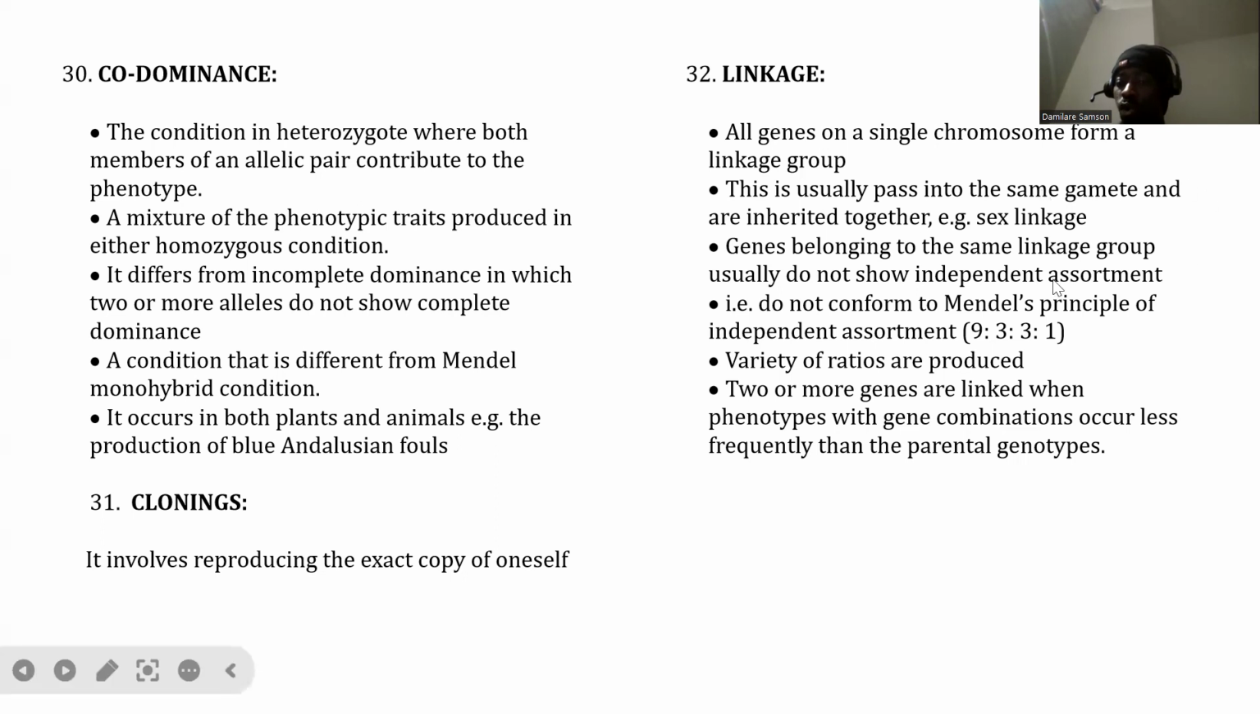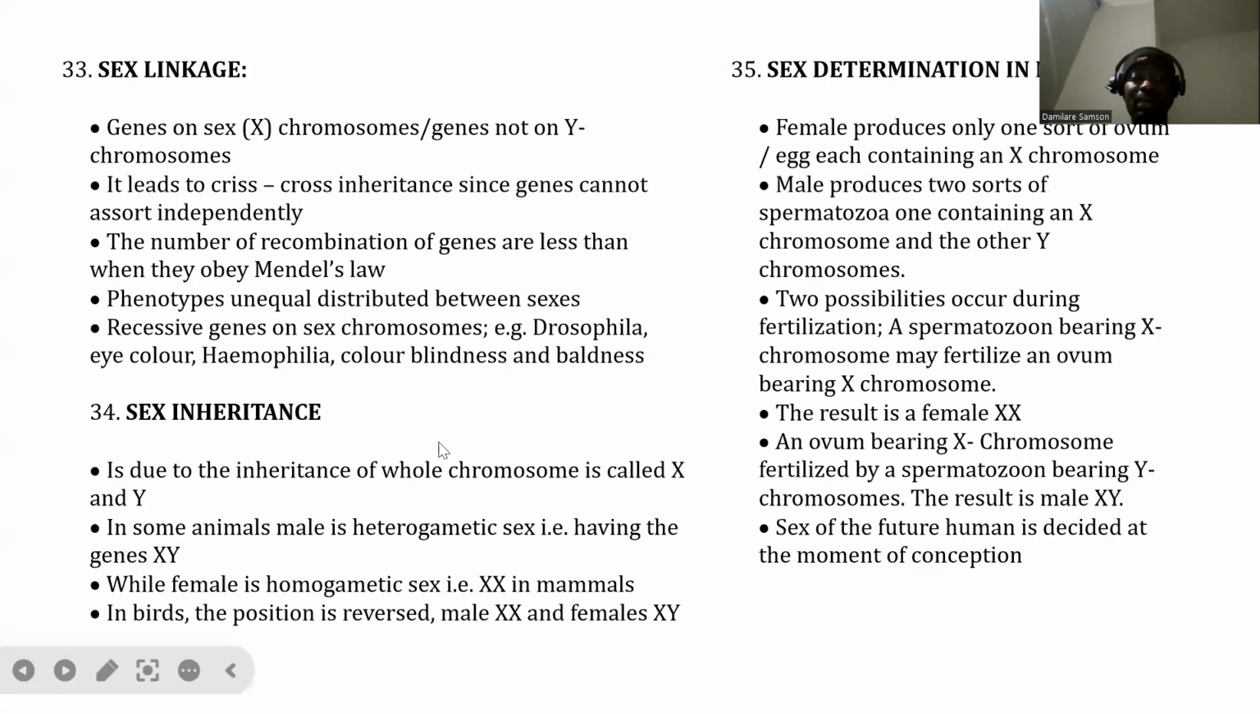with gene combination occur less frequently than the parental genotype. That's the genetic constituent. Then you have linkage coming up. That's 32. So we go to 33 here now.